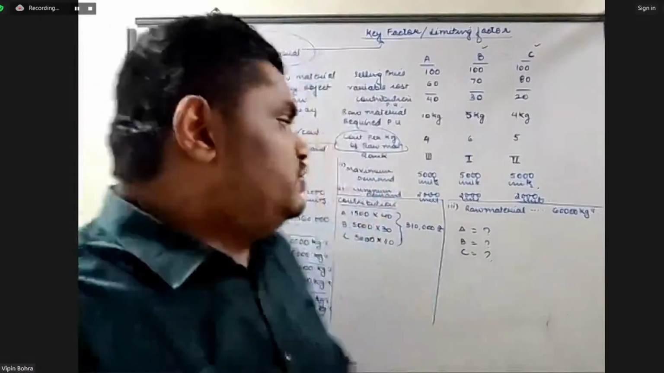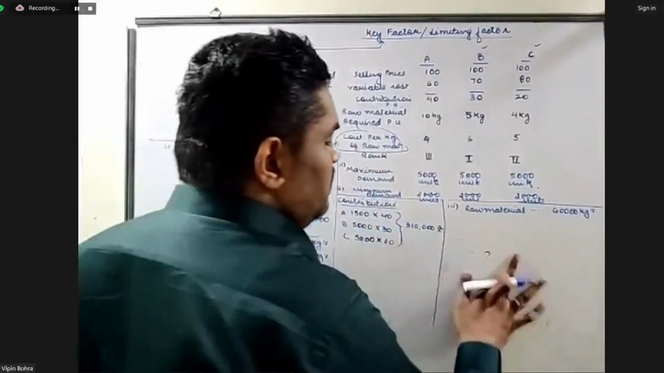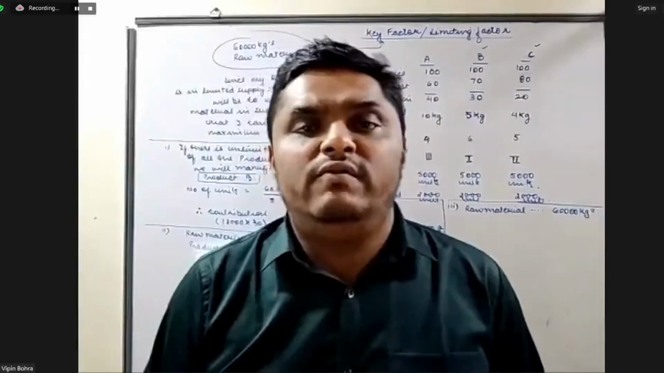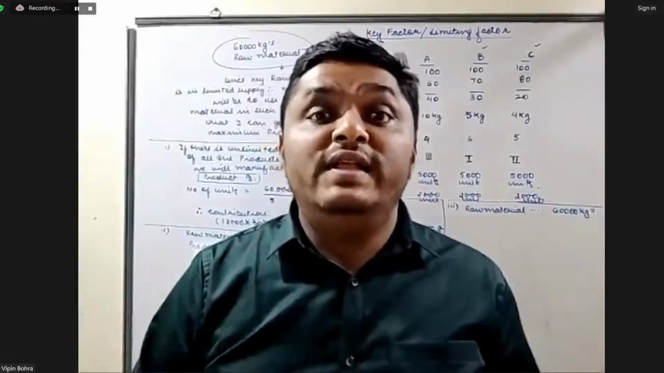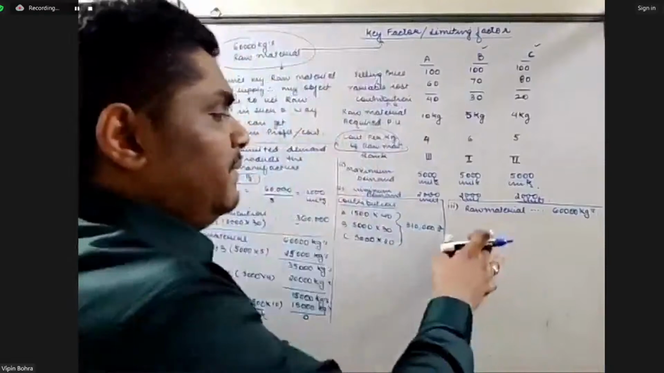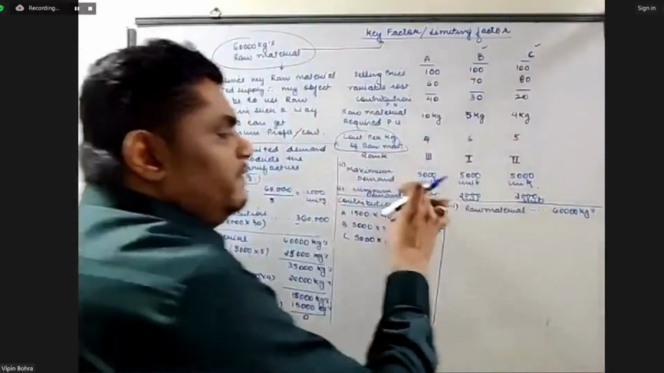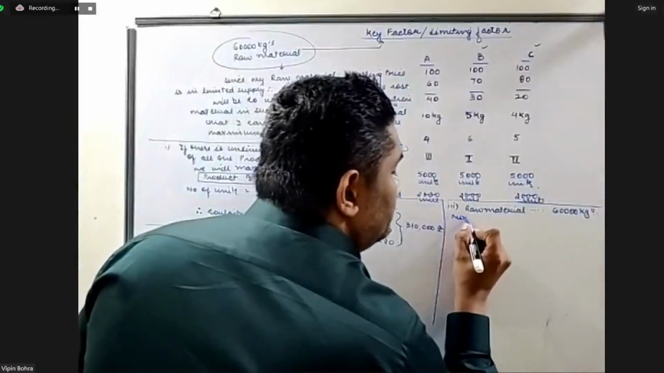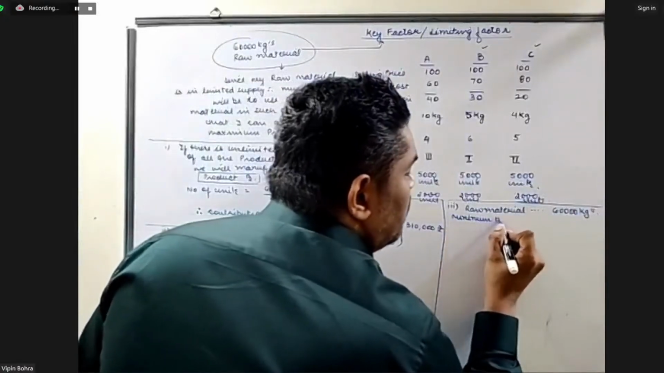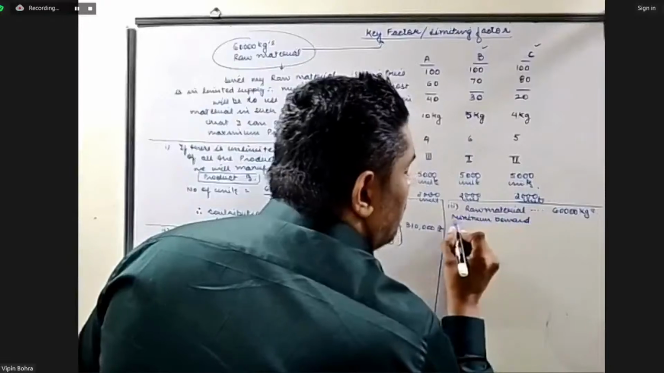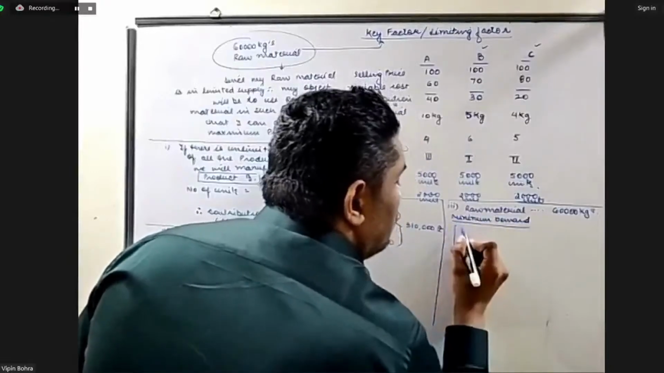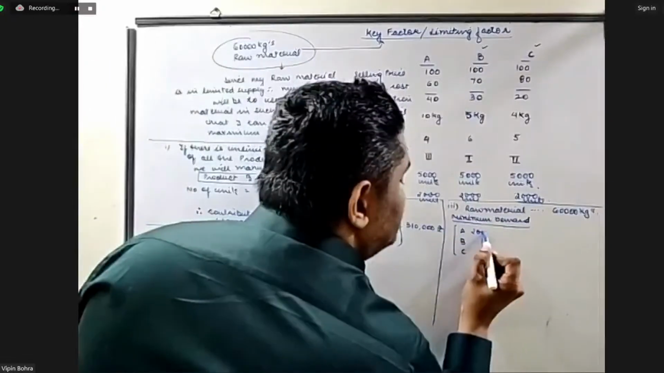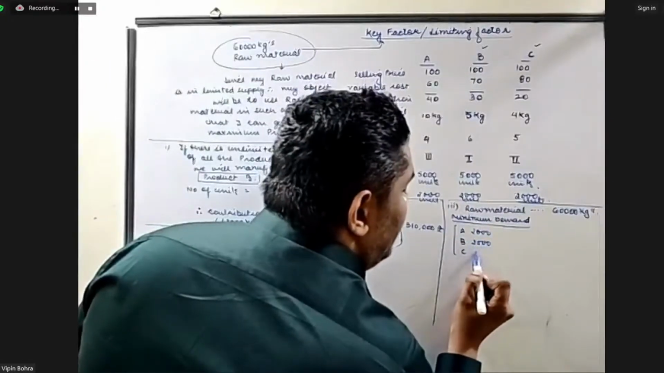So let's start with the solution. As and when minimum demand is also given in the question, we will first fulfill the minimum demand. So we'll first fulfill the minimum demand of A, B, and C. That is, we will manufacture 2000 units of A, B, and C.